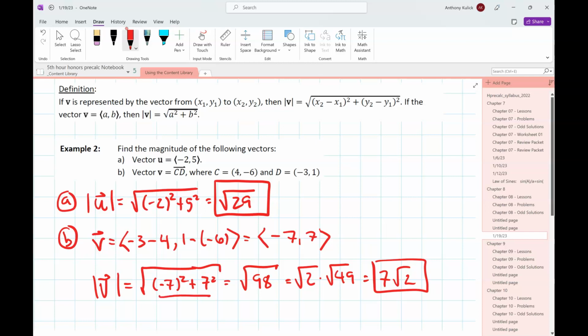Or I could have just observed here that this is going to be like 49 plus 49, which is literally 2 times 49, which is really what I was looking at, but that would not always be the case. But yeah, all I'm really doing is looking for perfect squares there.